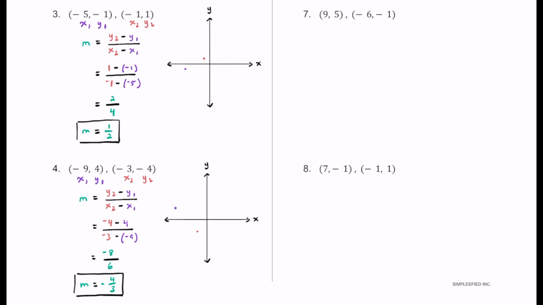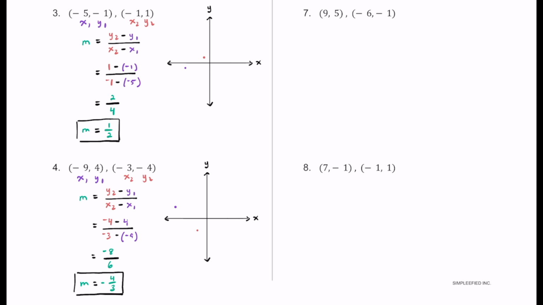For number 7, we have 9 comma 5 and negative 6 comma negative 1. There's our x1, y1, and x2, y2. And if we go ahead and start substituting in, for y2, let's have negative 1, and let's take away y1, which is going to be this positive 5. And let's put that over the difference of the x value. So for x2, we have negative 6. So we'll take negative 6 and take away x1, and I think x1 is positive 9.